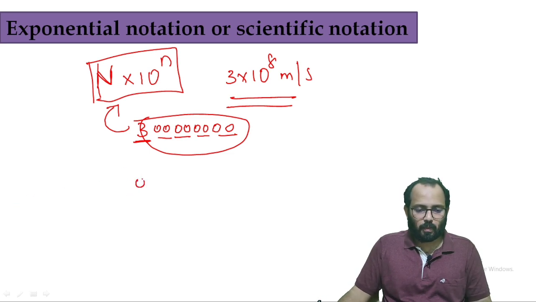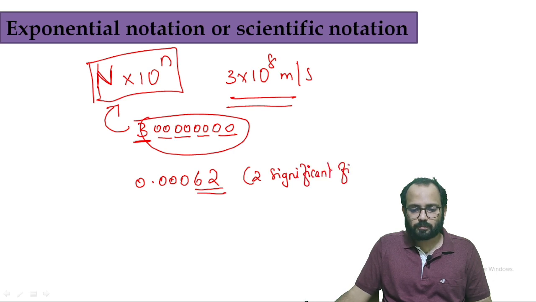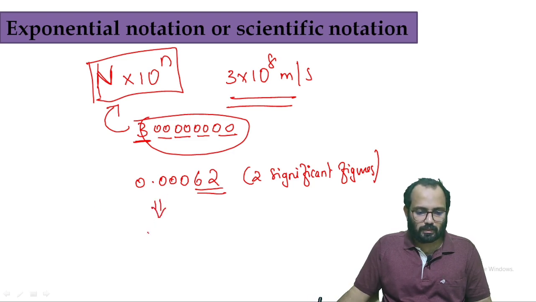So let's say 0.0062. How many significant figures will this have? We know these zeros are not counted. This will have 2 significant figures. Now this can be written as 6.2 into 10 power minus 4.